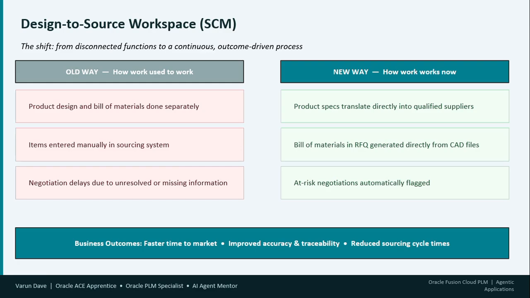And this is the new way. Now, the product specs are translated directly into qualified suppliers. No manual re-entry. The RFQ is generated directly from the CAD file, and at-risk negotiations are automatically flagged before they become problems. Business outcomes are clear: faster time to market, improved accuracy and traceability, reduced sourcing cycle time. These aren't aspirational. They're what happens when you remove the friction between engineering and sourcing.